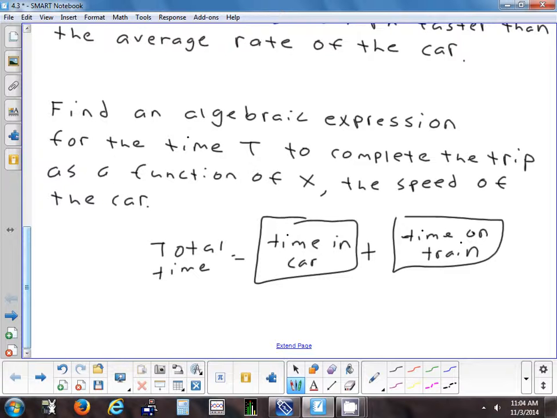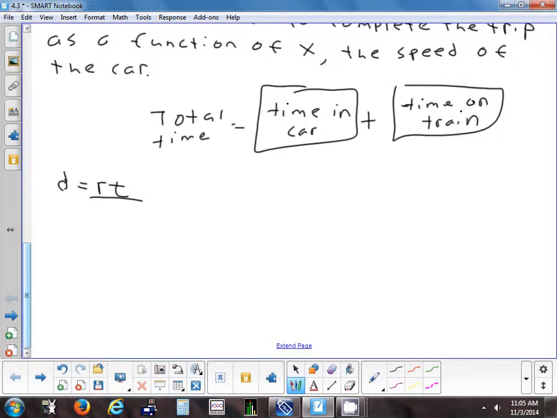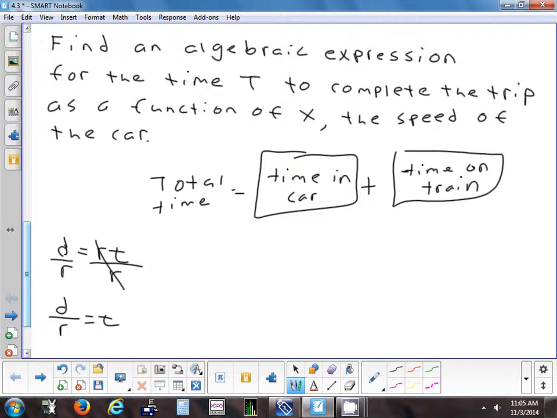Let's look at our formula again. Distance equals rate times time. What we want to do here is solve it for t, because we have to figure out some times. How would we get t by itself in that equation? James? Divide by r. Good. Divide by r. So if you take your distance and you divide by your rate, you get your time.